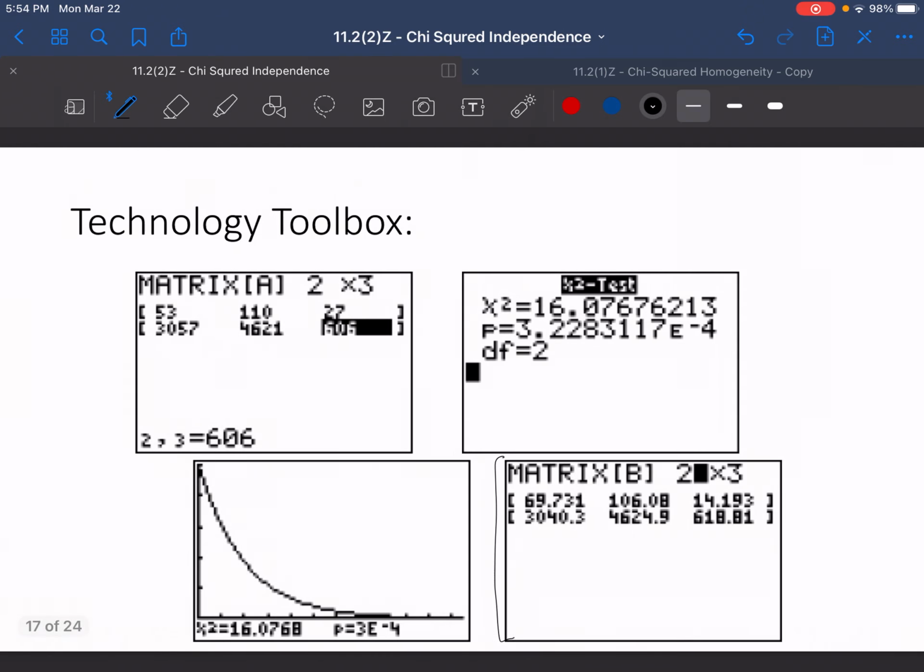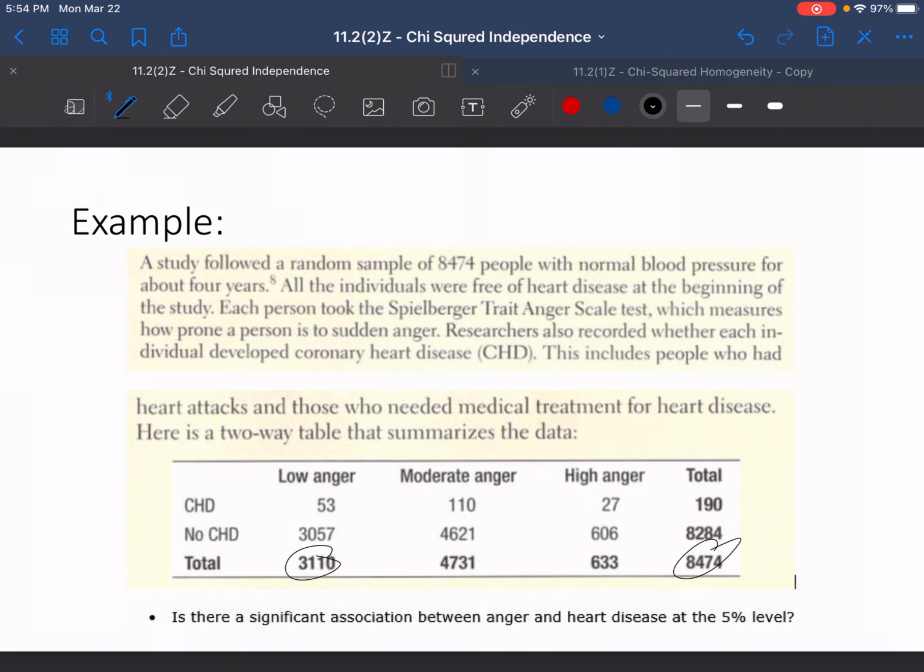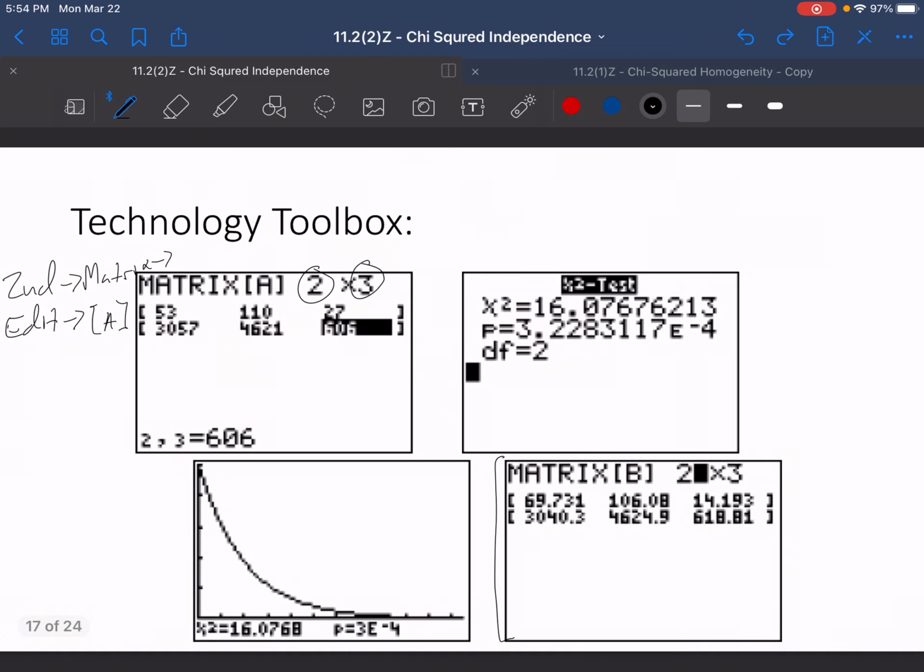So for our chi-squared statistic, you can go to second matrix, which is that button that is right to the left of sine on your calculator, then arrow over to edit and select matrix A. Okay, and then from there you would enter in, you know that this is supposed to be a 2-row by 3-column matrix right here, and you can just enter in all of the values that they give you in the table right there. And be sure, do not include the total values when you're entering in that data into the matrix.